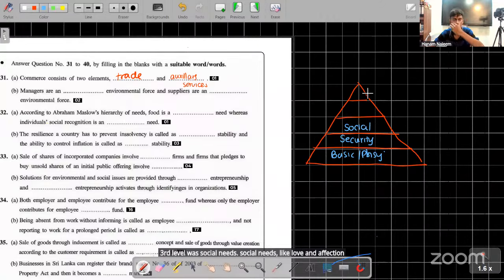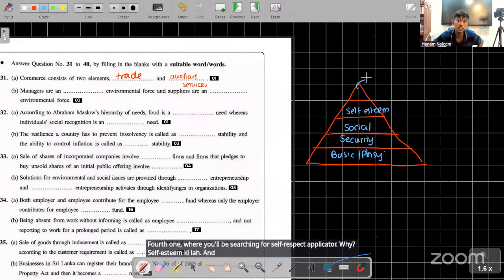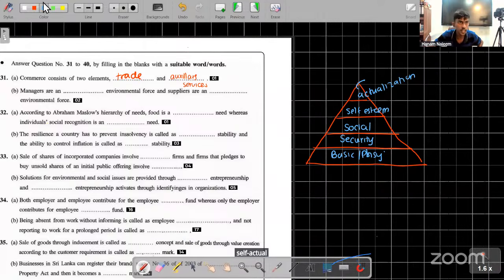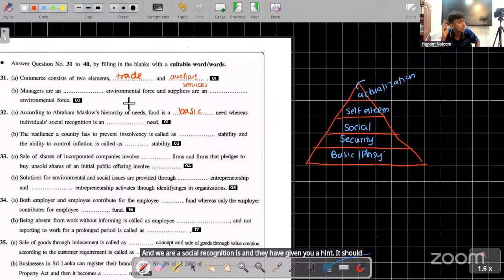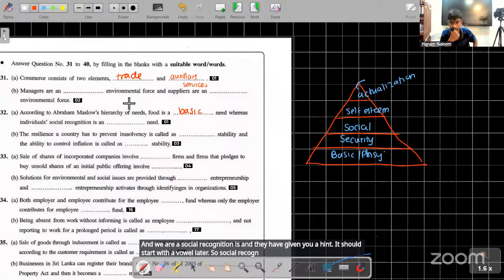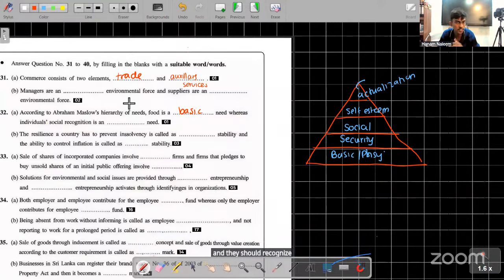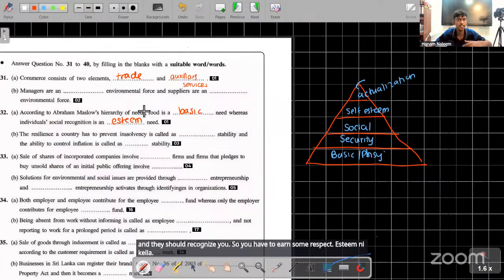Okay, fourth one, where you will be searching for self-respect, self-esteem. And the final one, achieving your ambition, your dream, is self-actualization. So if you take Abraham Maslow, food is a basic need, whereas social recognition, and they have given you a hint, it should start with a vowel letter. Social recognition is that others should recognize you, so you have to earn some respect. That is called esteem needs.